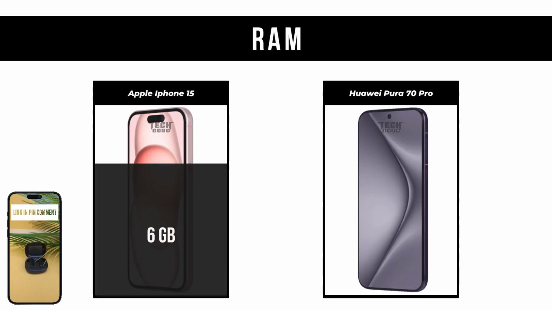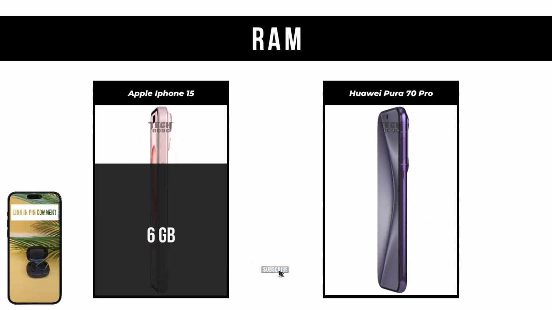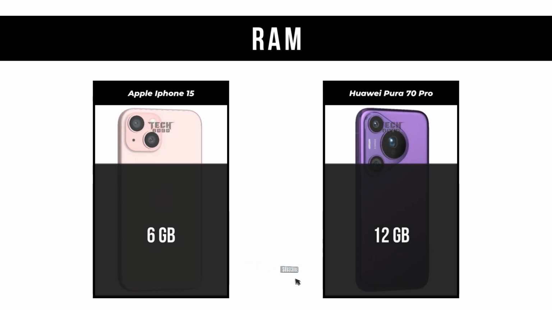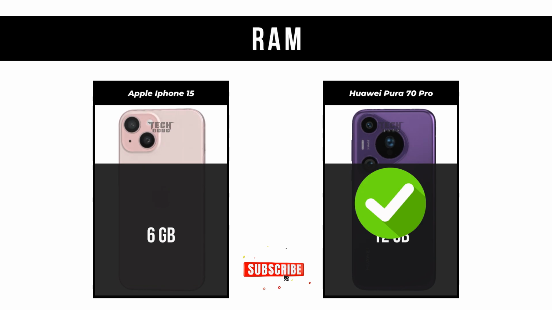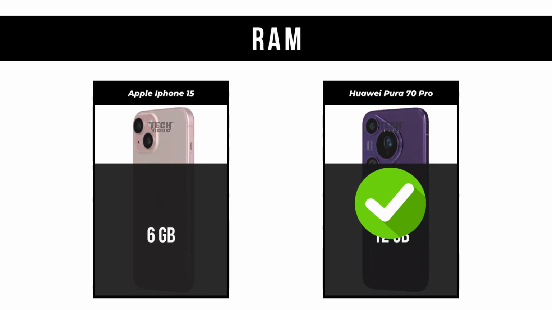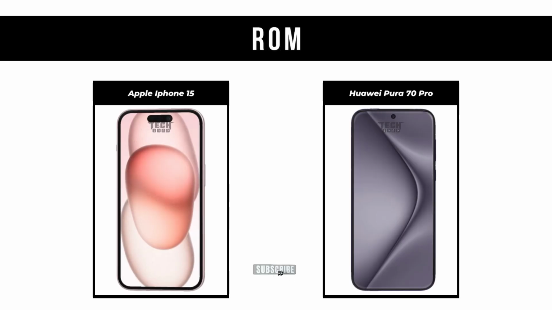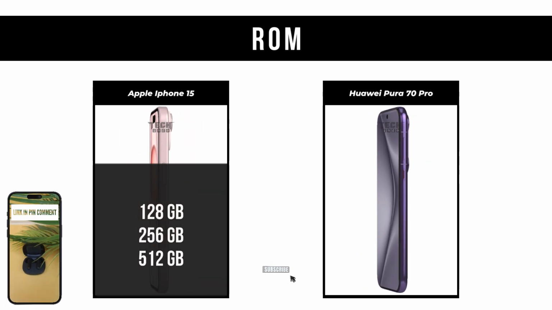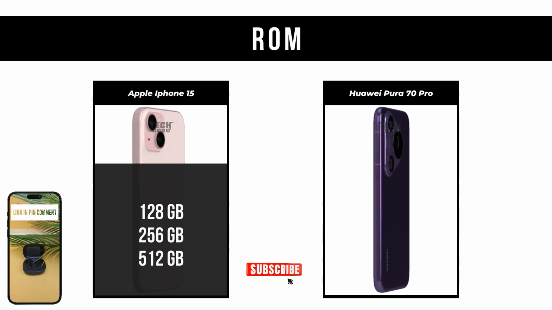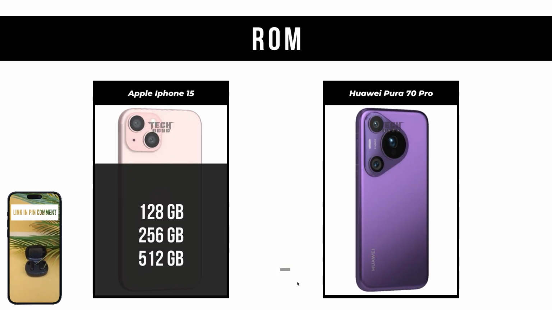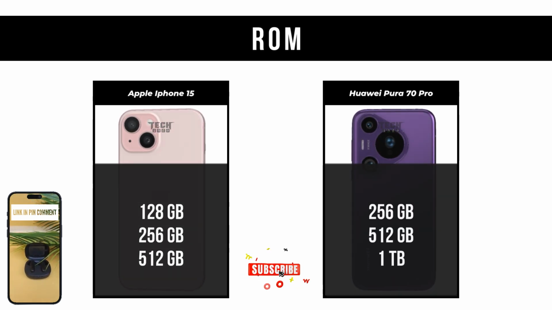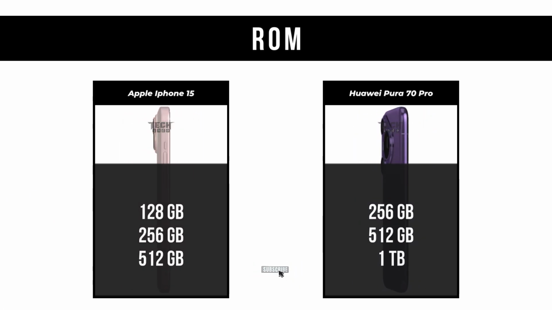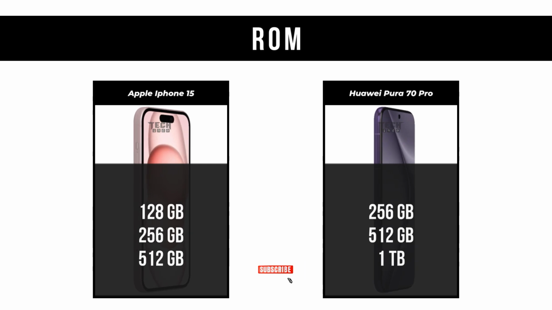RAM. Apple iPhone 15 is 6 GB. Huawei Pura 70 Pro is 12 GB. ROM. Apple iPhone 15 is 128 GB, 256 GB, and 512 GB. Huawei Pura 70 Pro is 256 GB, 512 GB, and 1 TB.